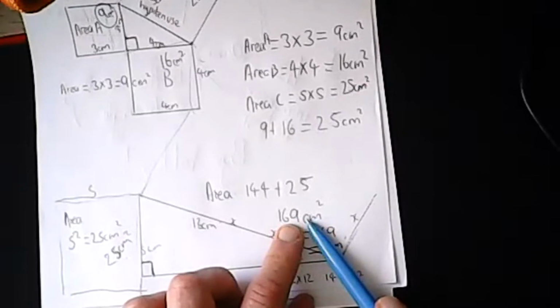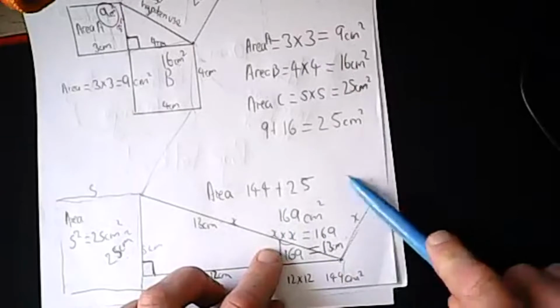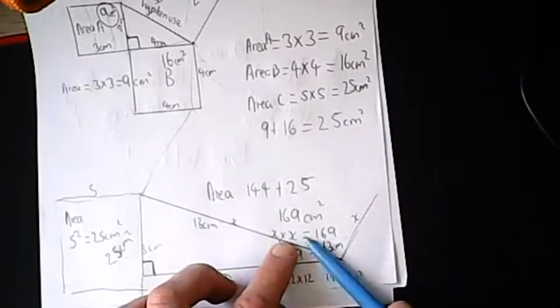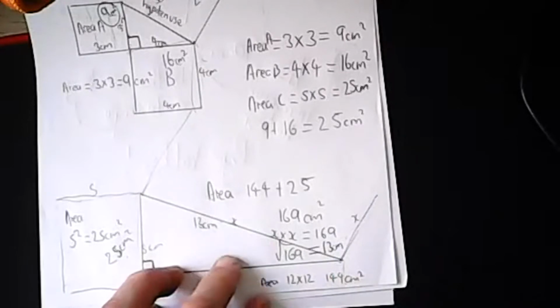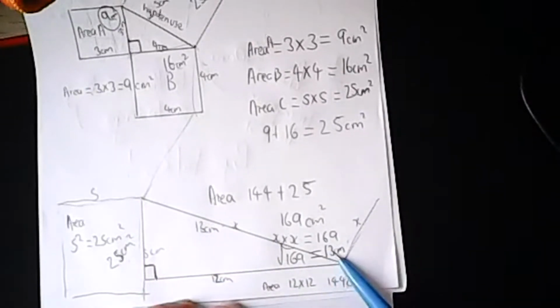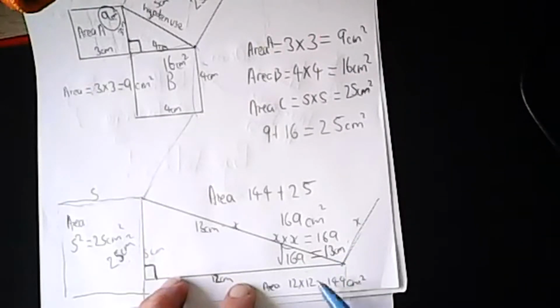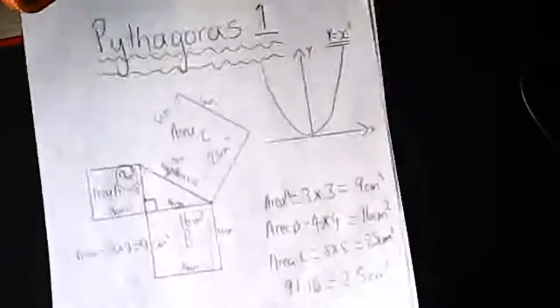Now 169 is not the length of this side on its own, but it's the area of this side. So we need a way to find what one of those lengths is, and we use the square root to help us. And you can use a calculator. This actually works out. 13 times 13 is 169, but we can use a calculator at that stage, depending on the type of questions.